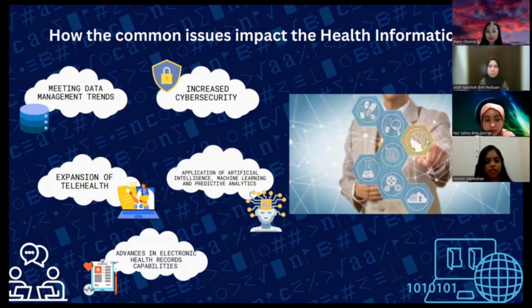The last one is advances in electronic health record capabilities, where the ability of computer systems or software to exchange and make use of information has increased between providers, payers, and also health tech developers with new tools. That is it for my part.